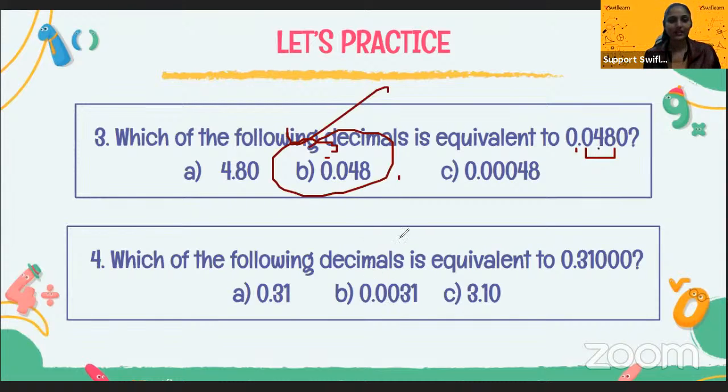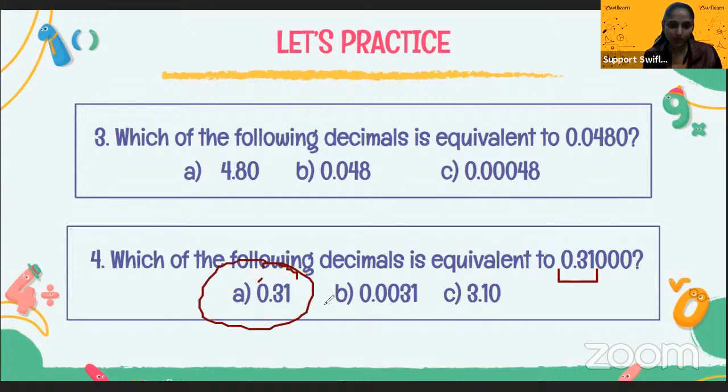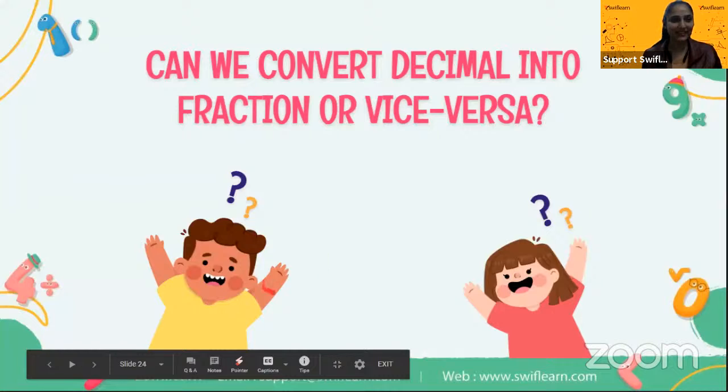All right. Next one, which of the following decimals is equivalent to 0.31000? I need to find in which of these decimals this part, 0.31, is the same. I notice that in the first option it is the same. So the first option is the right one. We are just making equivalent decimals by putting 3 zeros at the end. So let's move further now to the next topic. I think everyone is clear with this topic, right?